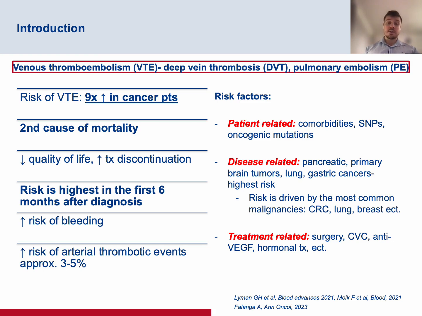We have several risk factor groups which affect the risk of VTE. First are patient-related, such as comorbidities, single nucleotide polymorphisms, or oncogenic mutations. Then there are the most important risk factors, the disease itself, the cancer itself. Pancreatic cancers, primary brain tumors, lung cancers, and gastric cancers have the highest risk. However, the risk in the population is driven by the most common cancers such as colorectal cancer, lung cancer, or breast cancer. And then there are risk factors which we, as doctors, introduce by surgery, central venous accesses, anti-VEGF treatment, hormonal therapy, and other treatments.